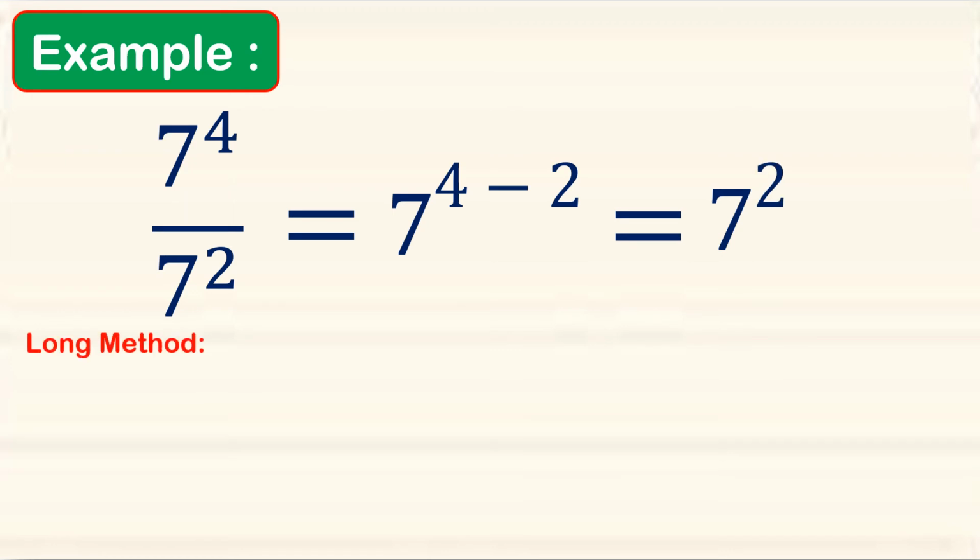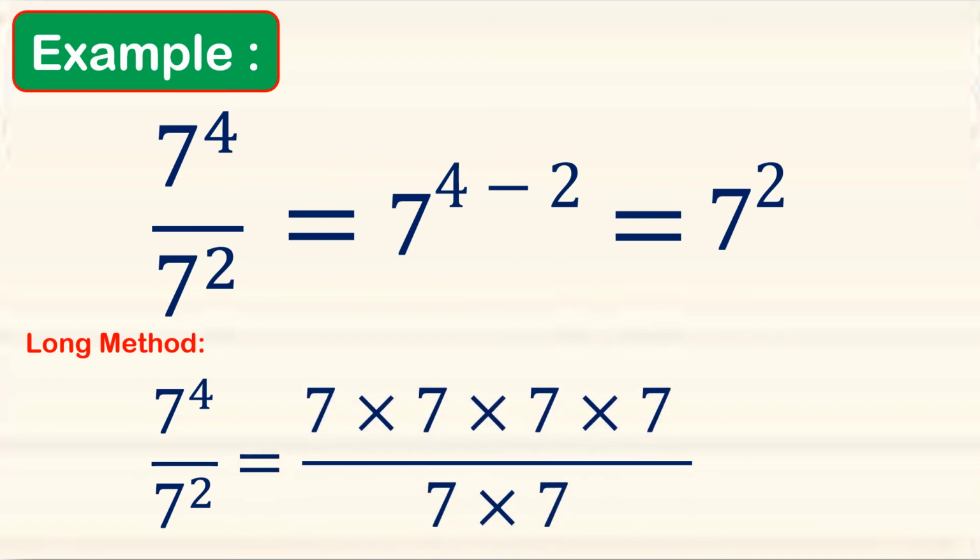Let us use the long method to prove that our answer is correct, okay? Just to see whether the quotient law is really true or not. So 7 to the 4th will be written as 7 times 7 times 7 times 7, whereas 7 squared is written as 7 times 7. So we cancel 7, then cancel. What's left is 7 squared. So still, we have the same answer.